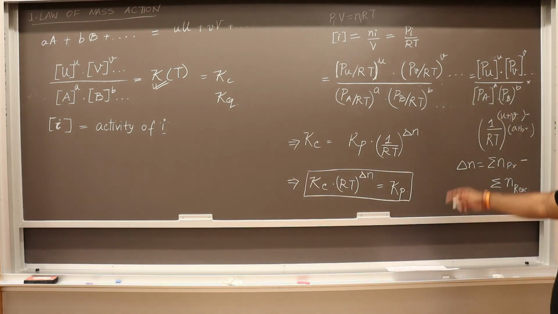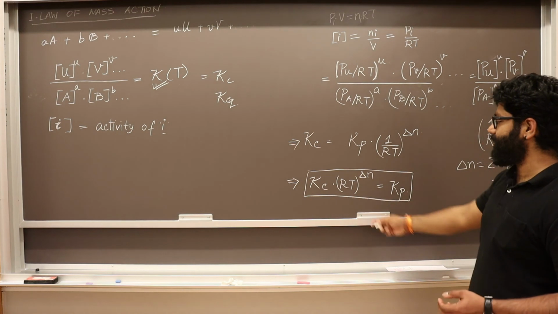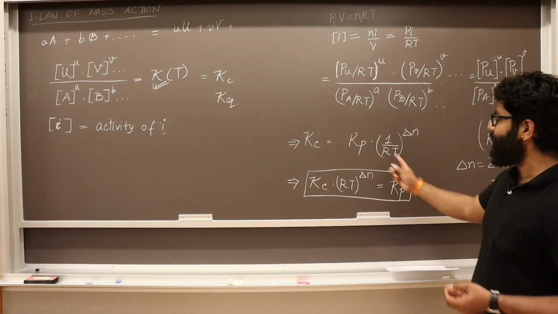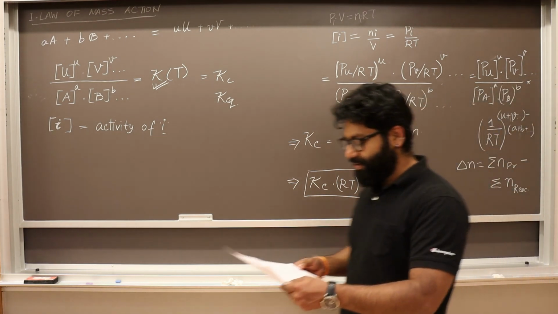So now we know how the Kp is represented. We also know how the Kc is represented, and if the gases behave as ideal gases, this is the equation you can use, right? This is just a revision of some previous concepts.